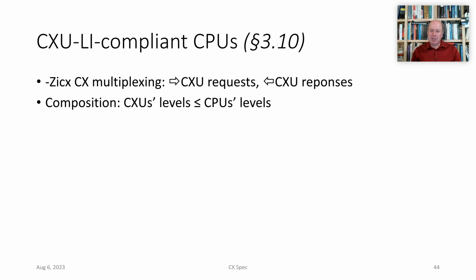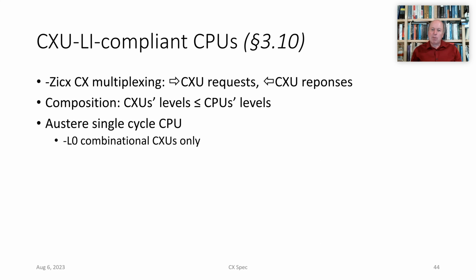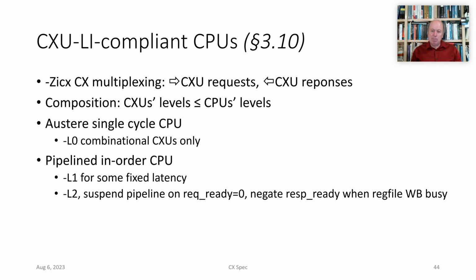CXU-LI-compliant CPUs implement ZICX composable extension multiplexing, issuing custom instructions as CXU requests and accepting CXU responses. The CPU's CXU-LI level caps which CXUs it may be composed with. For example, an austere single-cycle CPU implementing level 0 can only be composed with combinational CXUs, whereas pipelined in-order CPUs might implement level 1 with some fixed CXU latency that its CXUs must match.